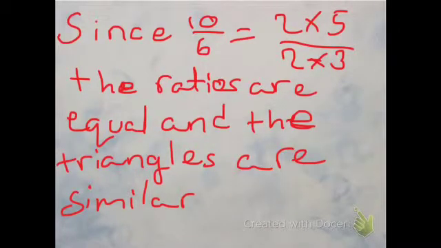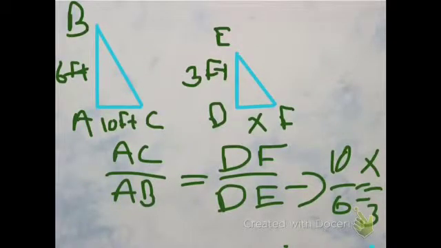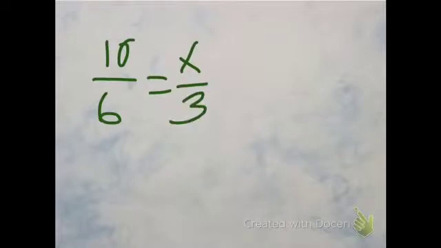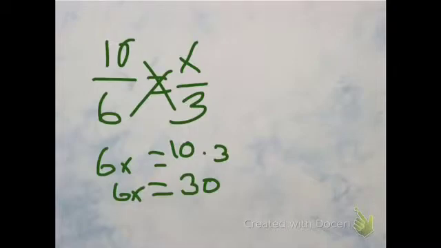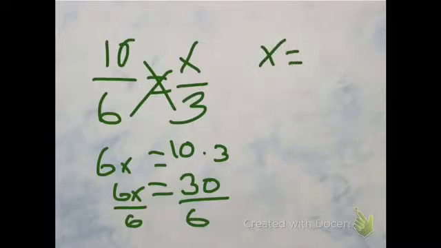Now we have our example, which is AC over AB equals DF over DE. You would change that to 10 over 6 equals x over 3. Now you cross multiply, and you get 10 times 3 equals 6x. So 10 times 3 equals 30, equal to 6x. Now all you have to do is divide both sides by 6 so you get x by itself. After you divide, you'll find that x equals 5.